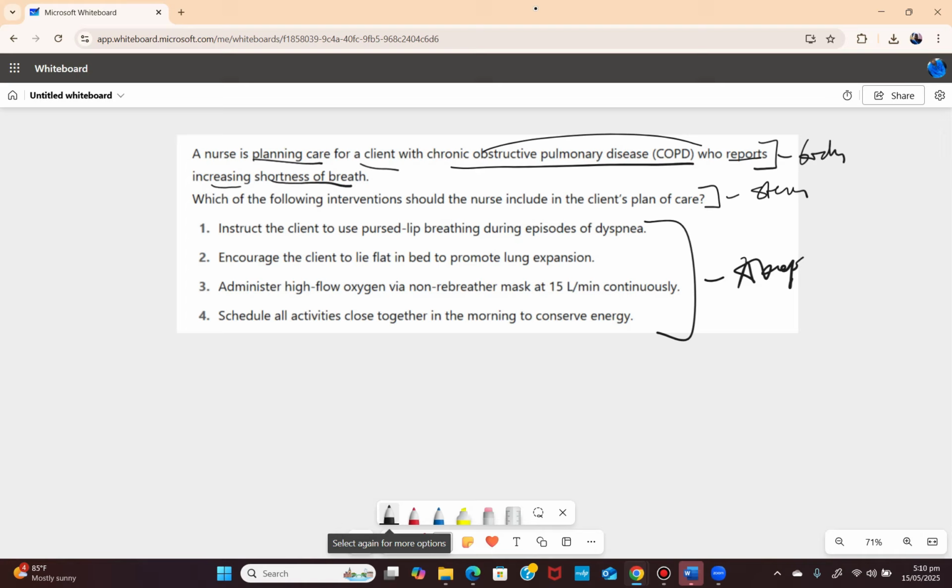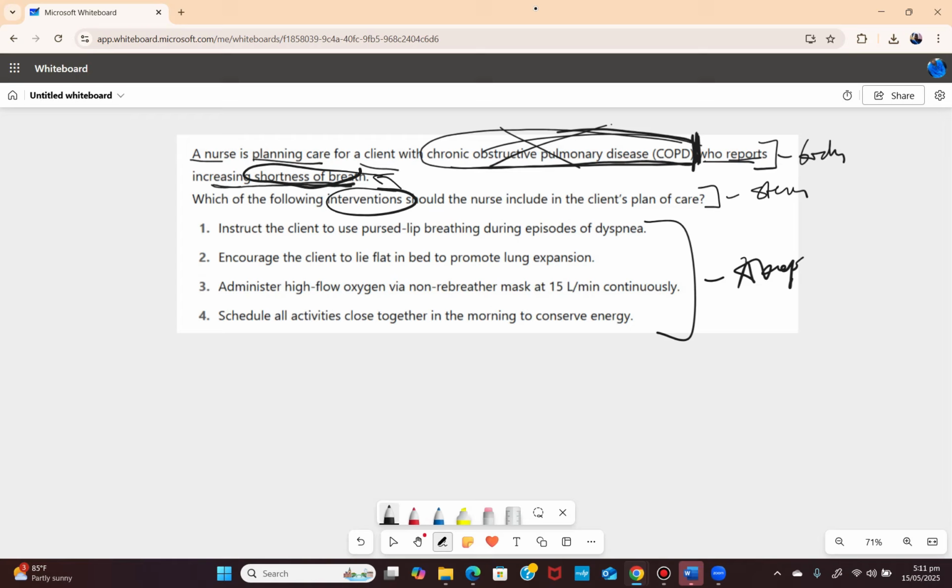If the NCLEX just put the question like this: the nurse is planning care for clients with COPD, and they stop right here, it means that the NCLEX is asking you to think about everything that occurs with a client who has what? COPD. But now when the NCLEX says who reports increasing shortness of breath, what that means is that the NCLEX is telling you to forget every other thing that occurs with COPD and focus on what? Shortness of breath. Then give the intervention related to what? Shortness of breath.